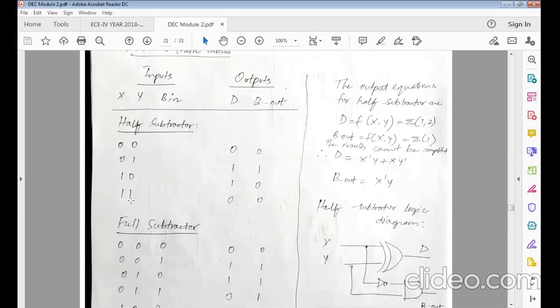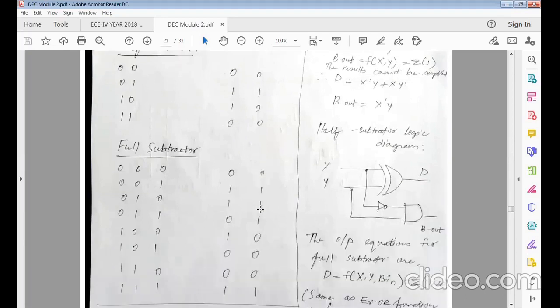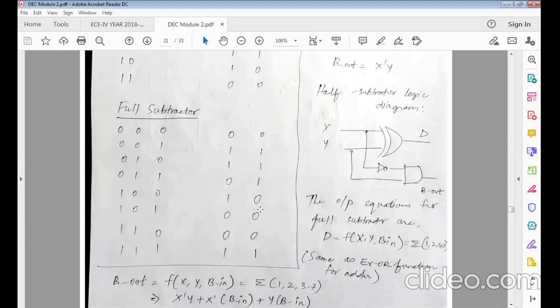Then we have 1 and 1. So 1 minus 1 gives 0, and there's no borrow out. Similarly, you can look at the same thing for your full subtractor as well.